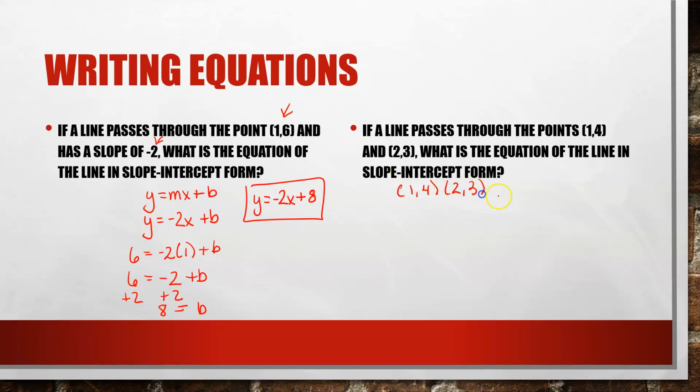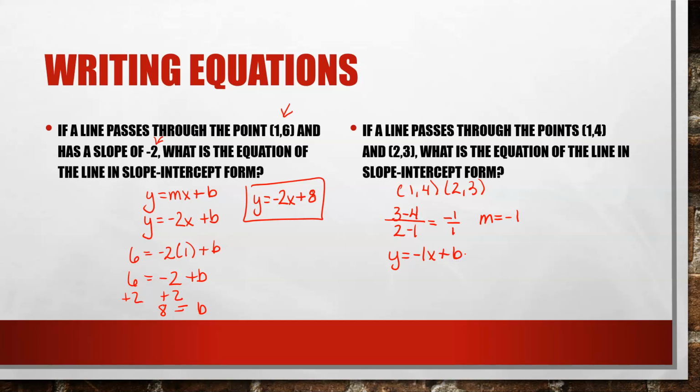So let me write my points out here. I'm going to plug my points into the slope formula. So I have 3 minus 4 over 2 minus 1, which gives me 3 minus 4 is -1 over 1. So my slope is -1. So now I can plug that into my equation. y equals -1x plus b.